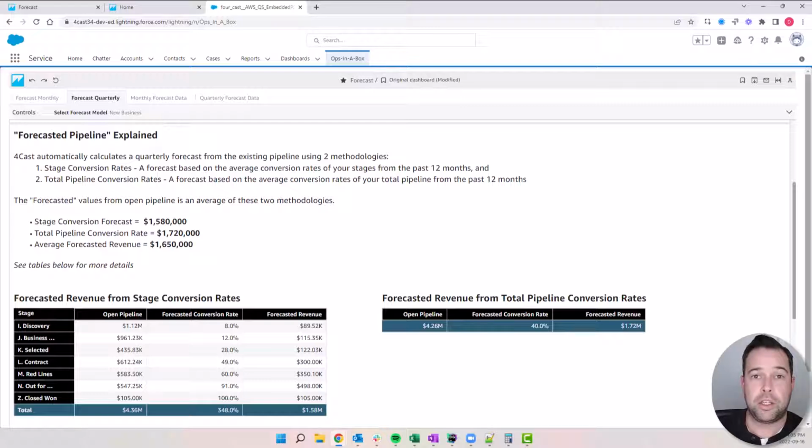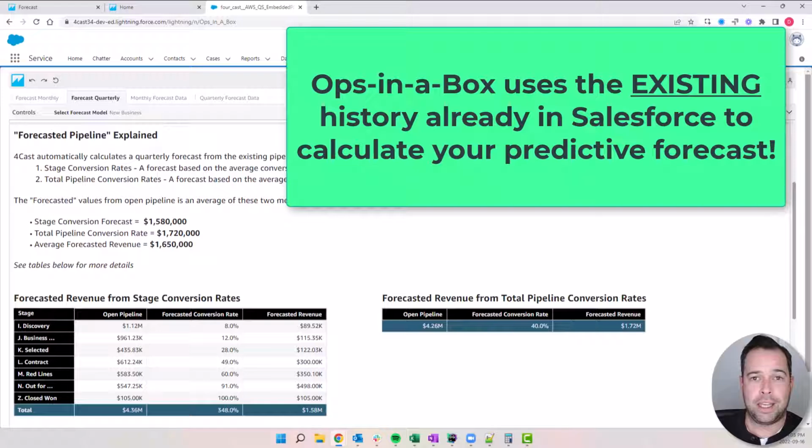Now there's 2 additional important features I want to point out. The first one is that you don't need to run this tool for 4 quarters to get the data. We actually seed and use all the opportunity history already stored in your Salesforce instance for this. So the day that you install Ops in a Box, you're going to get that predictive forecast right out of the gate.